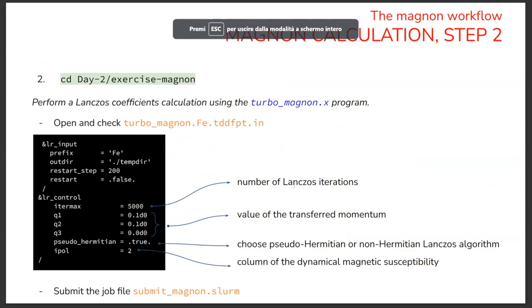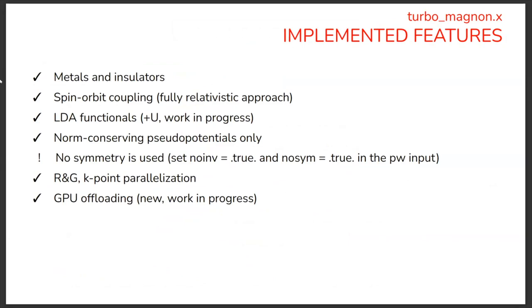The magnon code can treat metals and insulators, and allows including spin-orbit coupling effects if you want to. It supports LDA functionals, with LDA plus U implementation in progress. I mentioned that GGA functionals are not so interesting in the magnon case, because it is known that they worsen the description of magnetic excitations, but probably we'll implement it, with less hurry. GGA seems to describe magnetic excitations less accurately than LDA. It works with norm-conserving pseudopotentials only.